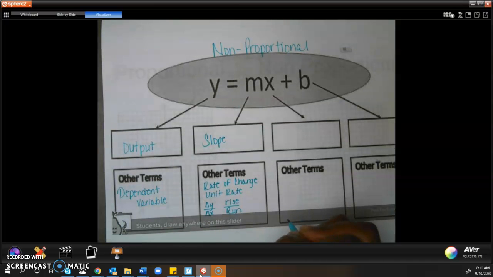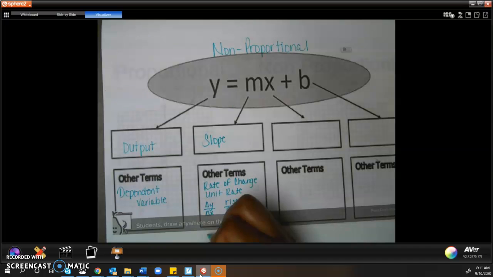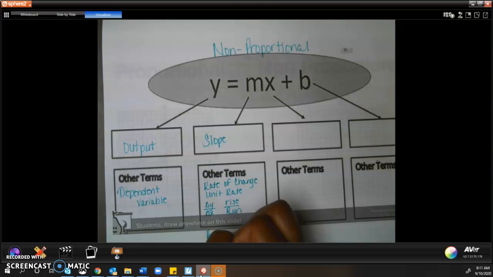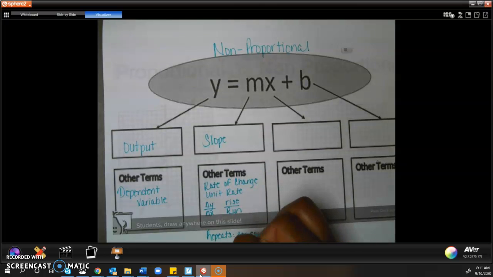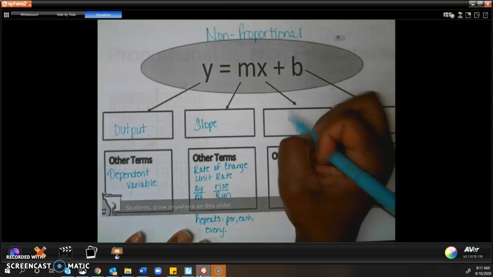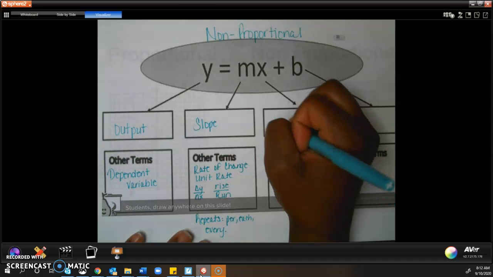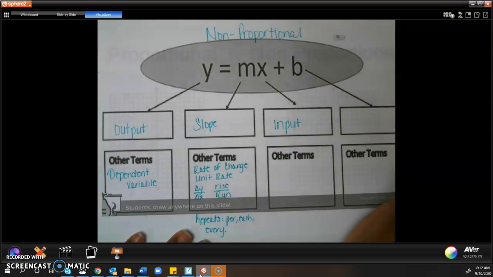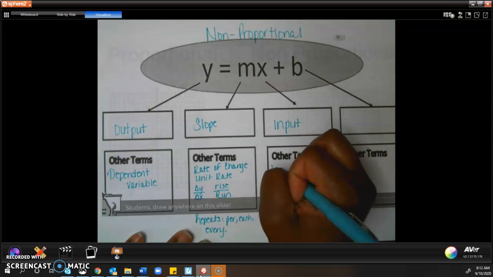Okay, so since it's our rate of change, we also know that these repeat. So even in a word problem, it's something that repeats. So words that help us are per, each, and every, and so on and so forth. Okay, x is our input, which is also known as our independent variable.